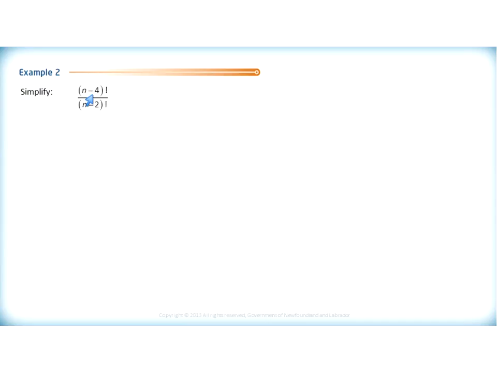In example 2, we have to simplify n minus 4 factorial divided by n minus 2 factorial. This time, if we subtract 1 in each case, we would go from n minus 2 to n minus 3 to n minus 4. Notice that it's easier here to keep the numerator the same as n minus 4 factorial, and we will change the n minus 2 factorial to be n minus 2 times n minus 3 times n minus 4 factorial. And we can stop there so that the n minus 4 factorials will cancel.